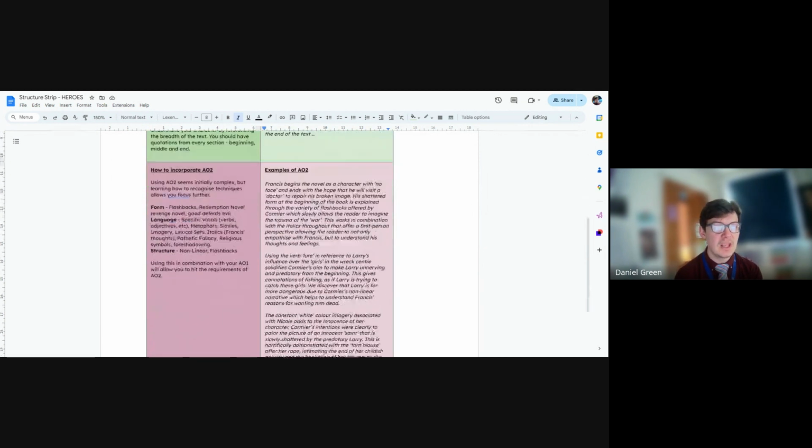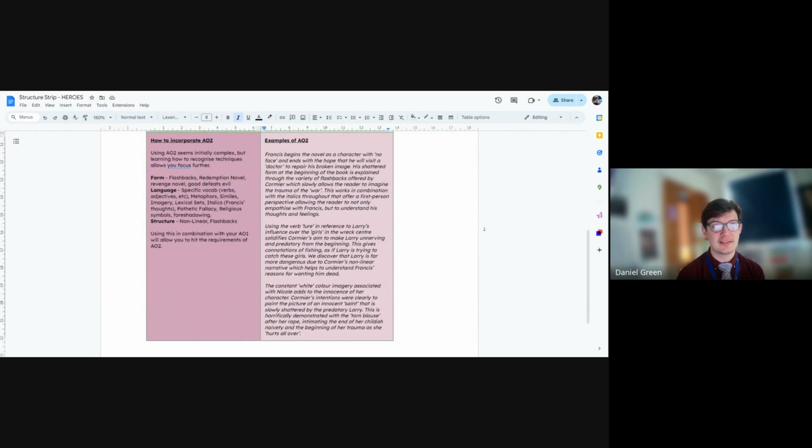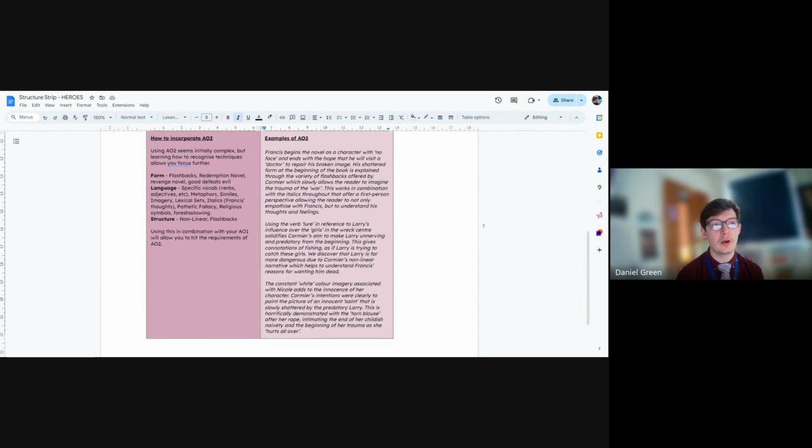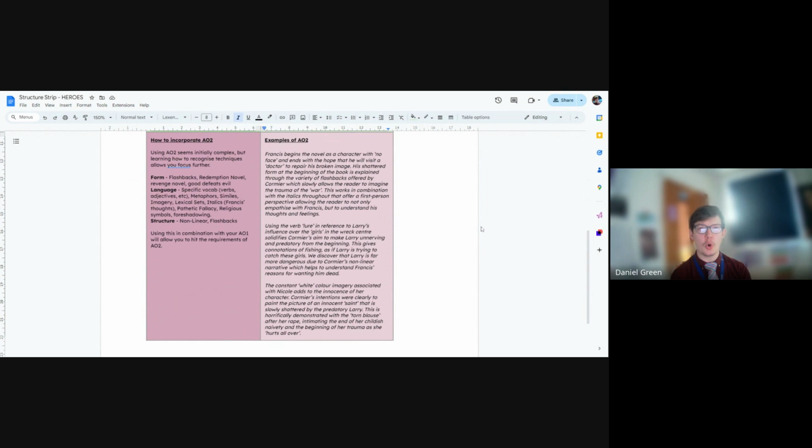Okay. Now, AO2 is a little bit harder because I know a lot of people will go, oh my God, I have no idea what I can incorporate to further my analysis if I don't have context to fall back on. And you are right, even the brightest pupils will struggle with this because being able to incorporate AO2 and get it in there is difficult. It is really difficult, especially when you're used to writing about context. So a few things then. AO2 can be initially complex, but learning and recognizing techniques will help you analyze further.